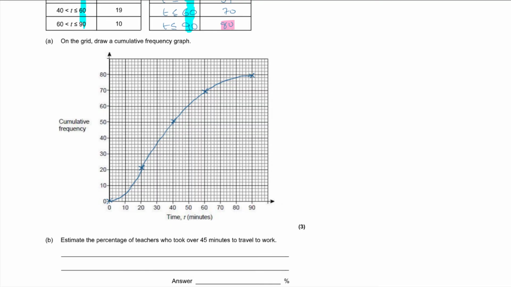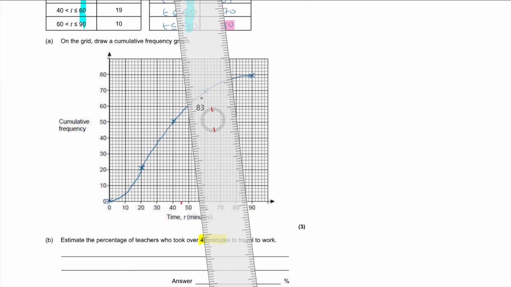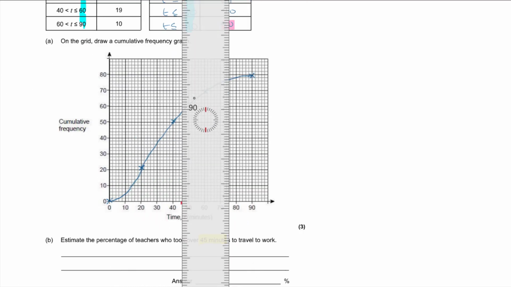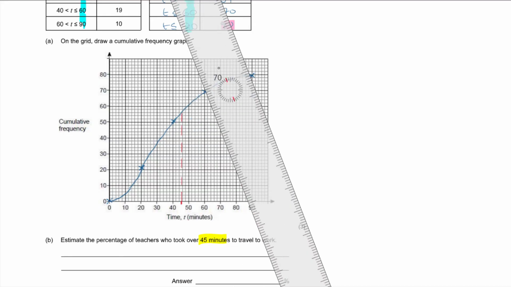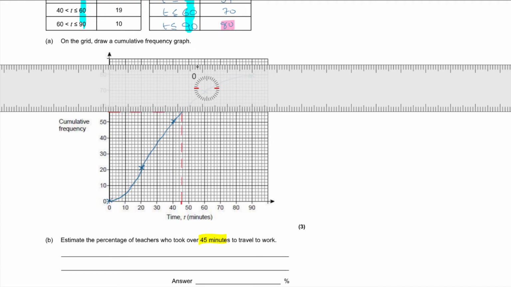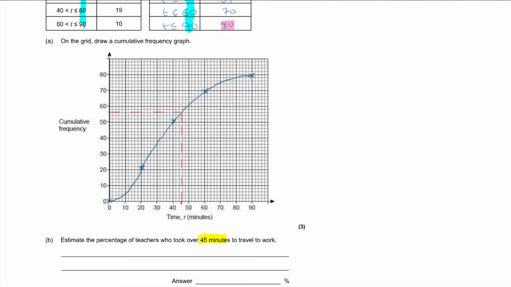Estimate the percentage of teachers who took over 45 minutes to travel to work. Okay, so again, we're going to start off the same way. We're going to find 45 minutes on the x-axis or the time axis. It's going to be halfway between 40 and 50. Going to use our ruler to measure up to the line. So you're using a little dotted line to show some method. I'm reading that as coming off at about 3 squares above 50, so that's like 56, isn't it?